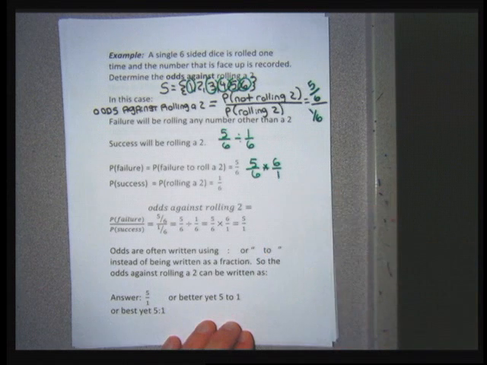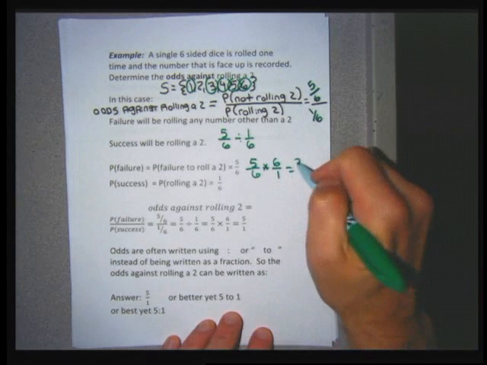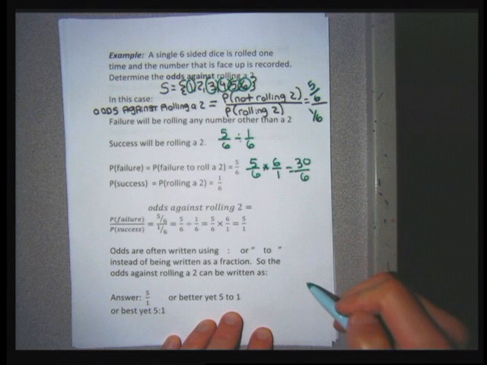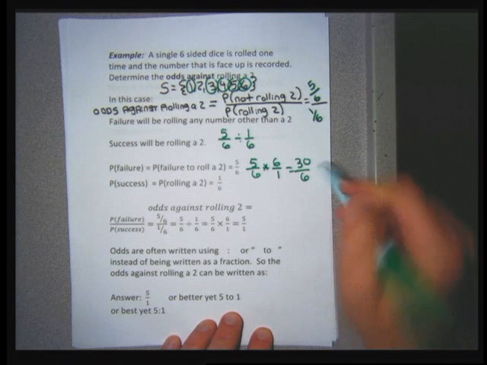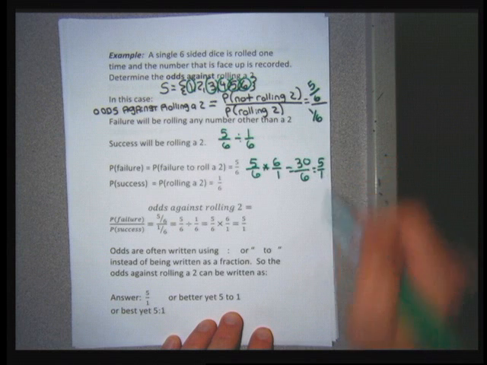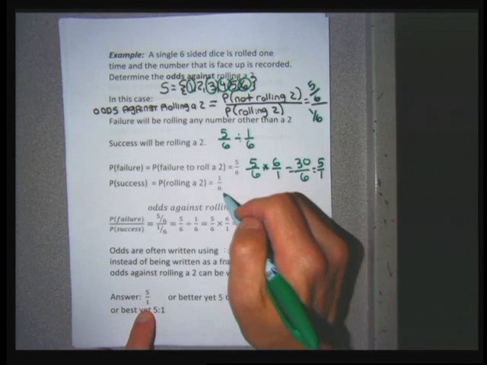My nephew, who's in 7th grade, he couldn't reduce this so well. He would just multiply it and go 5 times 6 is 30, 6 times 1 is 6. And then he'd reduce this to 5. And when you're doing odds, you can't leave out a denominator. So I'm going to reduce this to 5 over 1. So the odds against rolling a 2 is 5 to 1.